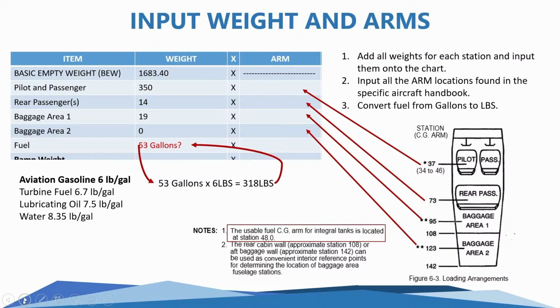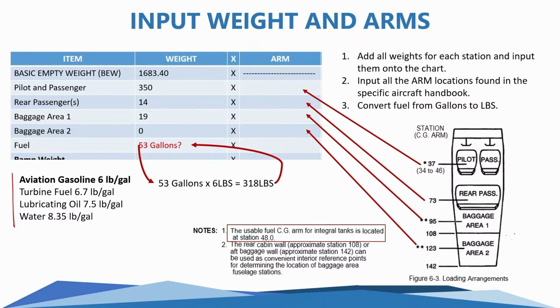Now, there is something I've got to do with the fuel. Assuming that we're taking full tanks, which is 53 gallons, then I need to figure out how to convert gallons into pounds. The standard numbers that we have on the left are: avgas is roughly 6 pounds per gallon, jet fuel or turbine fuel is 6.7 per gallon, oil is 7.5, and as a reference, water is 8.35 pounds.